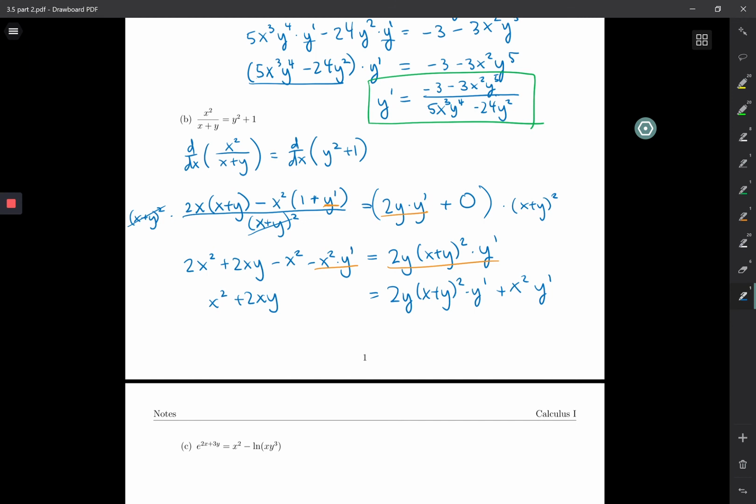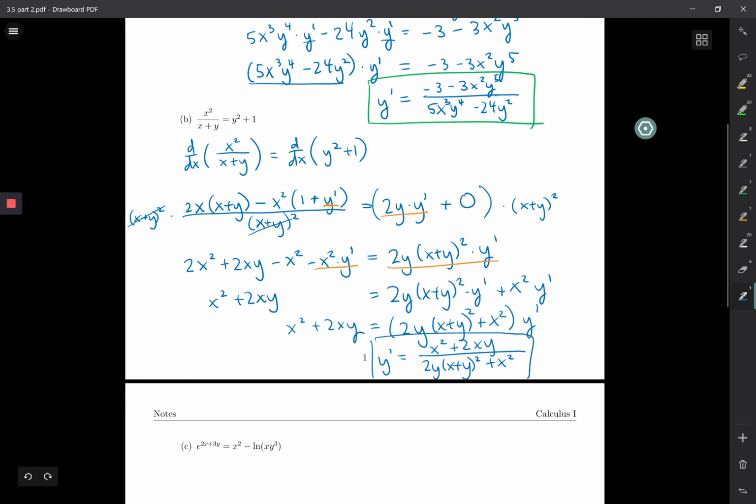Okay, now we just pull this y prime out of here, so we factor it out, and we get this gunk times y prime. And then, just moving this over a bit, solving for y prime, we just divide by that thing we have in the parentheses. So I'm going to rewrite it so I have y prime on the left hand side, and that will be equal to x squared times 2xy over 2y times x plus y squared plus x squared. And that is our answer.